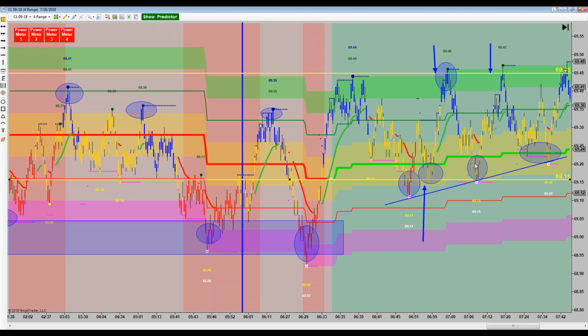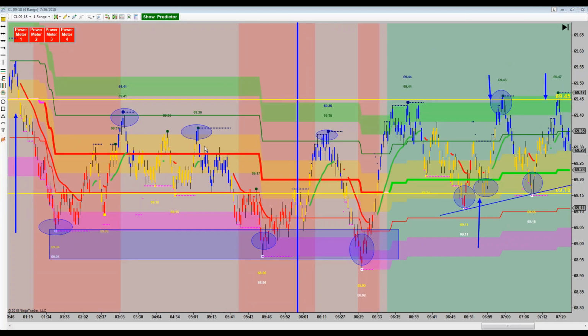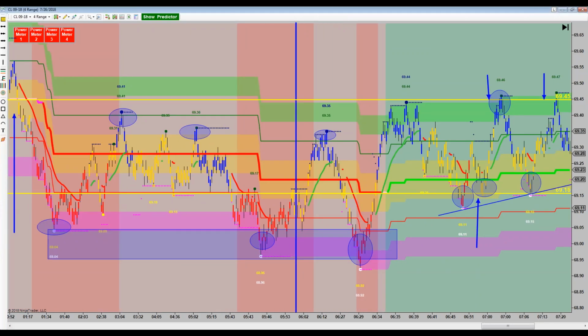And he was calling bounces. In fact, I think he was taking these, wasn't he? Yeah, he was taking those longs. All right, so let's see how it panned out for crude. Stand by. Let me advance the chart. All right, so you're buying support, you're buying support, you're buying support. Okay, let me continue to advance. See what happens.